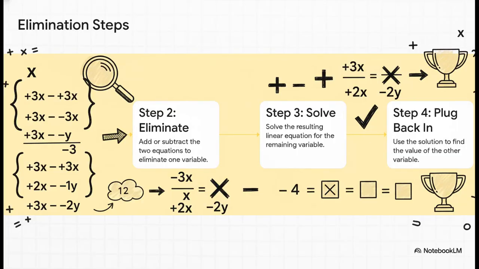So here's the playbook for elimination. First, line up your equations. Then, look for variables that have the same number in front of them, or even better, opposite numbers, like a plus 2y and a minus 2y. If you don't see a perfect match, no big deal. You can just multiply one entire equation to create one. Then you add or subtract to make a variable disappear, solve what's left, and plug that answer back in.